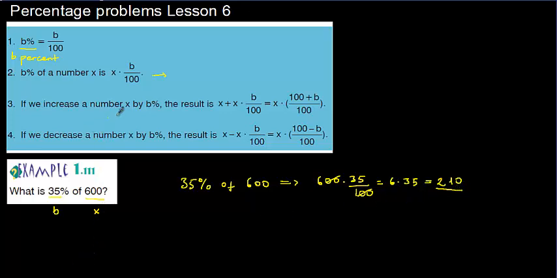Okay, here is the third property. If we increase a number x by b%, the result is going to be x plus x times b%, which is b over 100 here. Or if we decrease the number, it's going to be equal to x minus x times b%, which is x times b over 100.